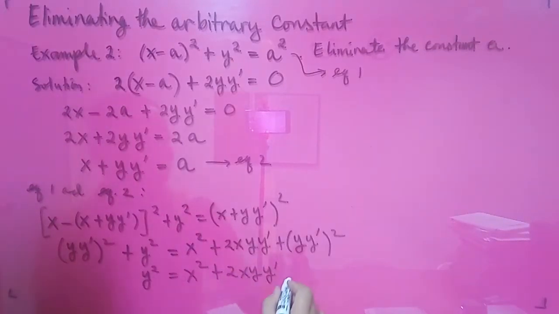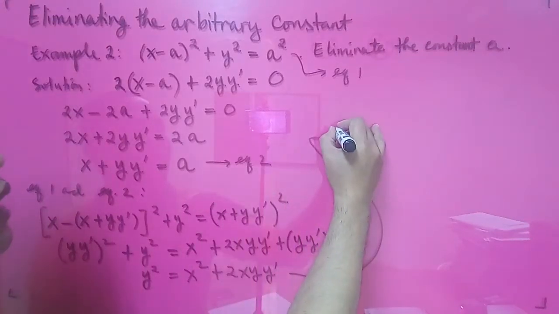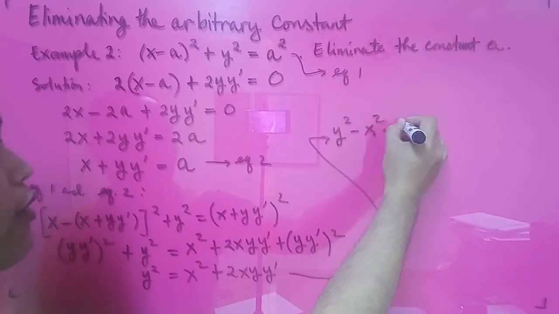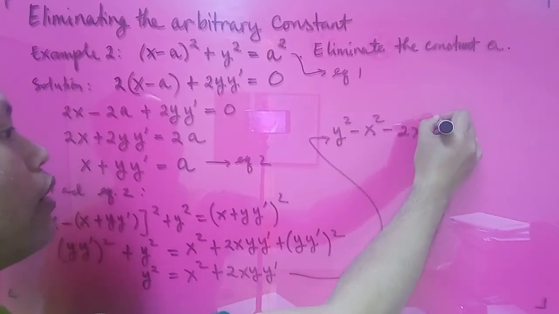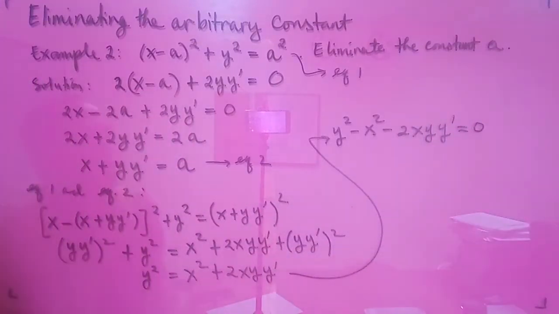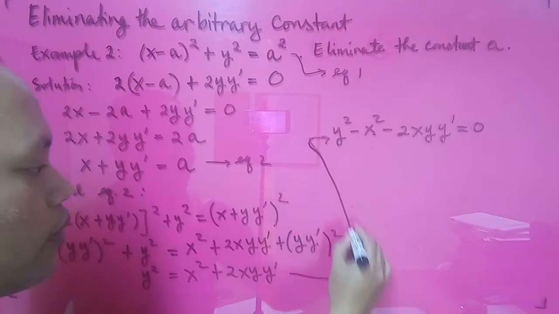Equating this one to 0, of course, we will just transfer this one to the other side. That becomes y squared minus x squared minus 2xy y' is equivalent to 0. So that will be our value. Or instead of writing y prime, we have dy over dx. Okay, so this is just an alternative answer.